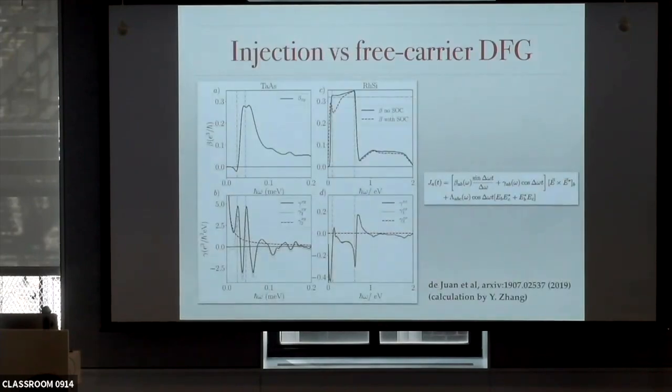So these are my results. Again, this is Yan Sang doing the prediction. This is the one I showed before. This is the prediction for rhodium silicon or tantalum arsenide. You can see these spikes at the places where you get the onset of new transitions. And so one should really take this into account when interpreting circular photogalvanic experiments.